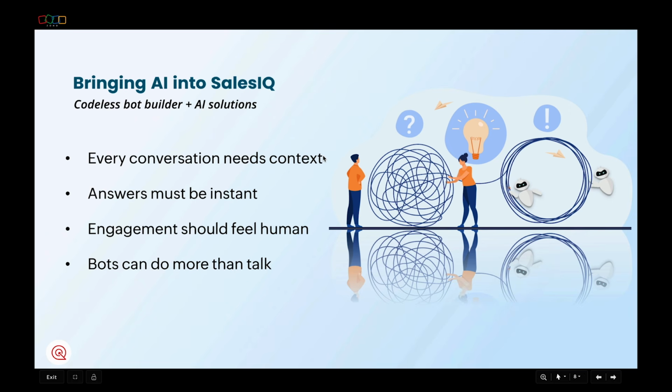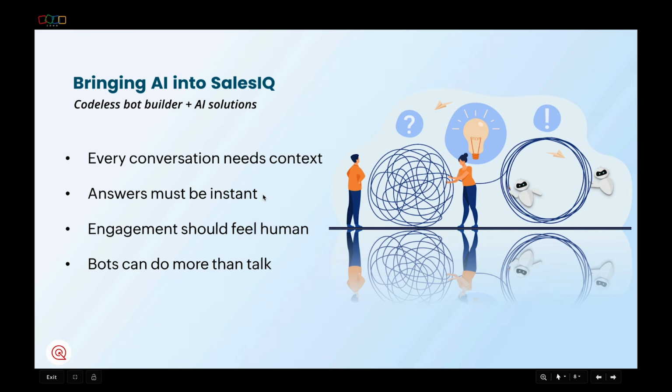The bot needs to analyze or recognize the intent, urgency, and sentiment to route the conversation to the right place. The second one: answers must be instant. Nowadays, customers don't want to read the entire help article to get what they want. They expect the bots to instantly deliver the right answer from your knowledge base, which should be concise and clear.